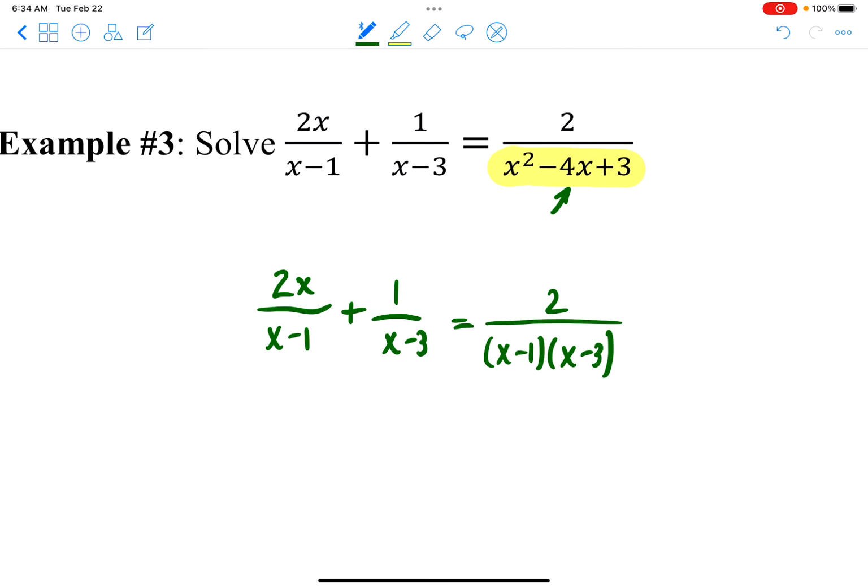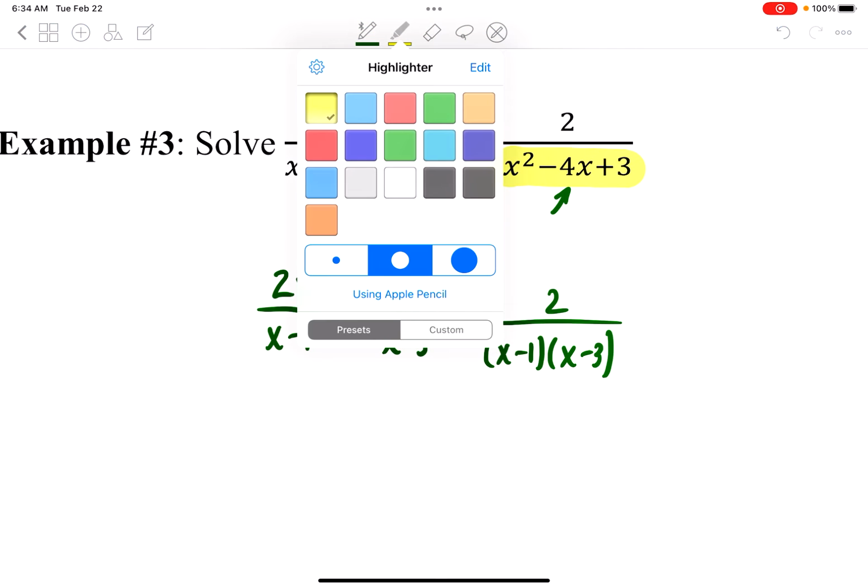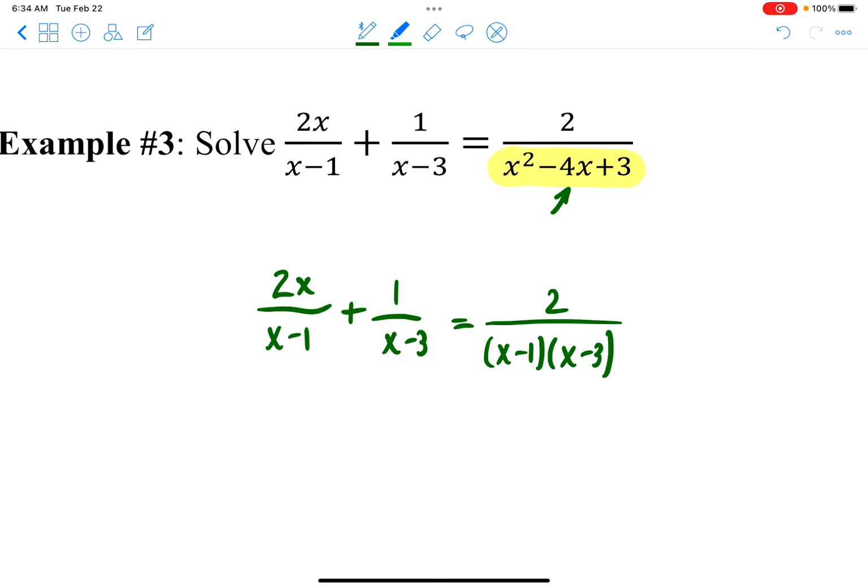Okay? So, now, as far as getting a common denominator, what should we make the common denominator? Well, these guys both have x minus 1. These guys both have an x minus 3. So my vote here is that we make the common denominator the green x minus 1 times the blue x minus 3. Okay, so let's do that.